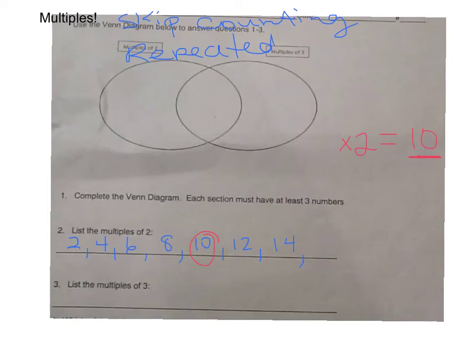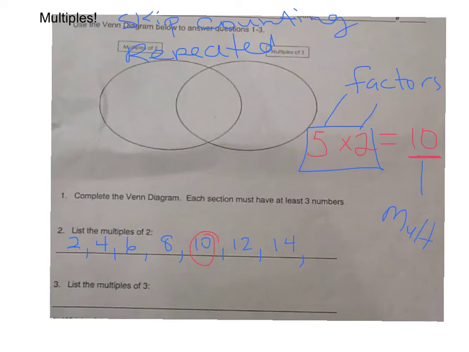What times 2 equals 10? 5 times 2 equals 10. So 5 and 2 have special names. These are called factors. And the 10 here would be called a multiple. Just a little bit of vocabulary that you need to know.